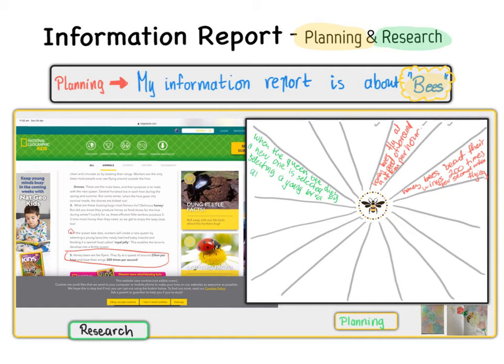And feeding it royal jelly. Okay. I can always look up these facts more later, so I'm just writing them down now.